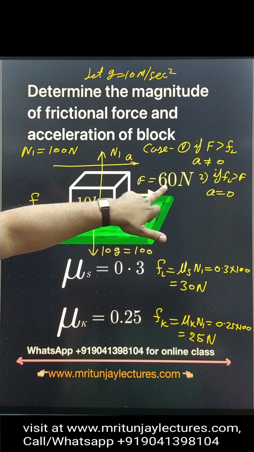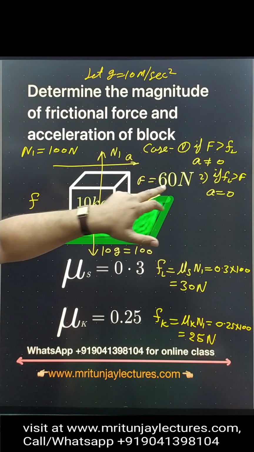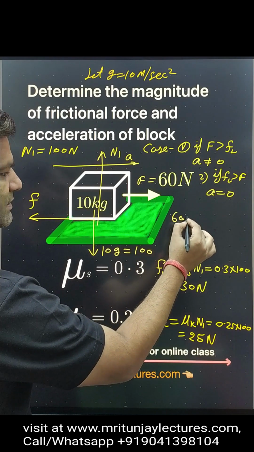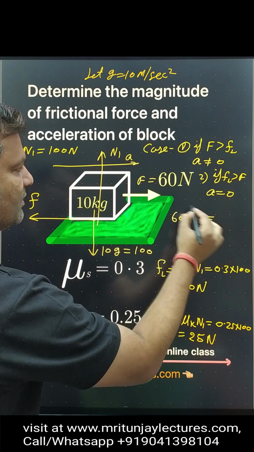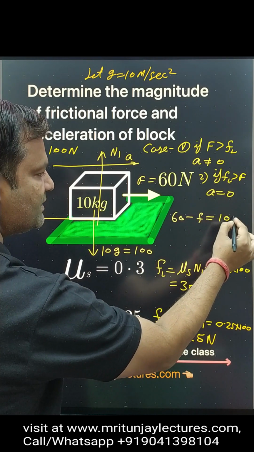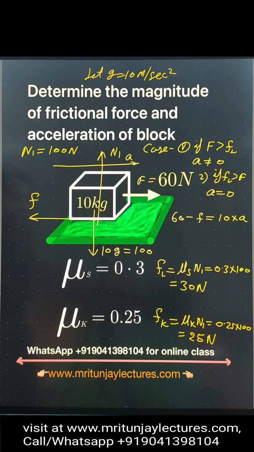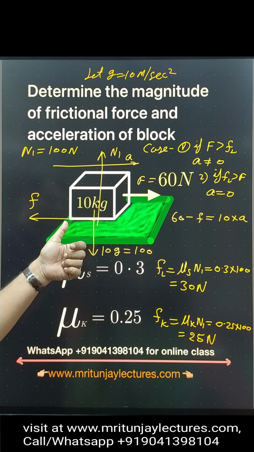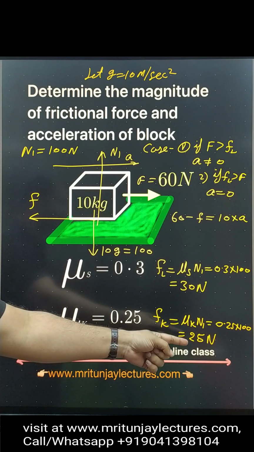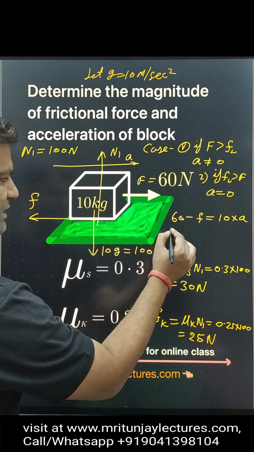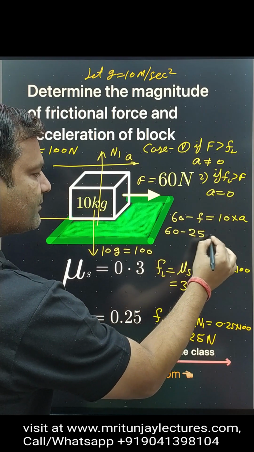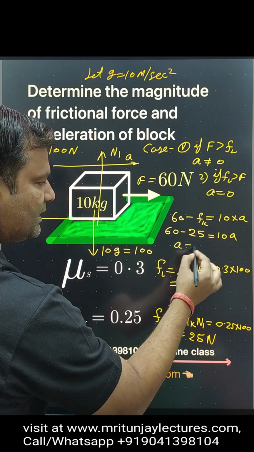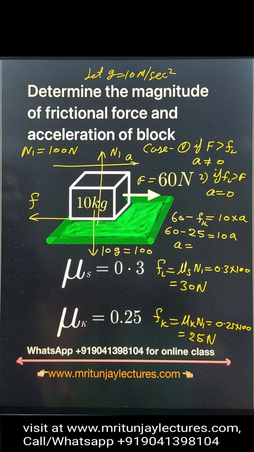So according to Newton's second law, unbalanced force 60 minus F is equal to mass into acceleration. Mass is 10 and acceleration is a. What about F? While the block is moving, which type of frictional force is applied here? Kinetic frictional force, that is 25. So 60 minus 25, that is Fk, equals 10 into a. So what about a?